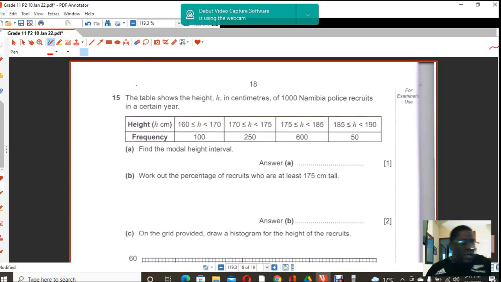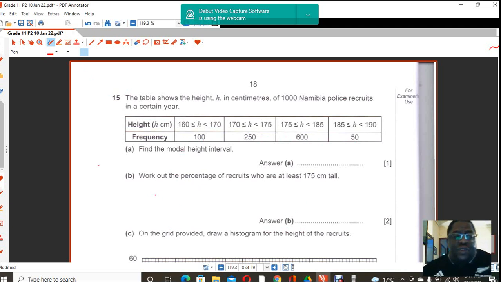So the table shows the height H in centimeters of 1,000 Namibian police recruits in a certain year. Then 1,000 is like 100 here, plus 250 plus 600 plus 50. 1,000 recruits, okay?